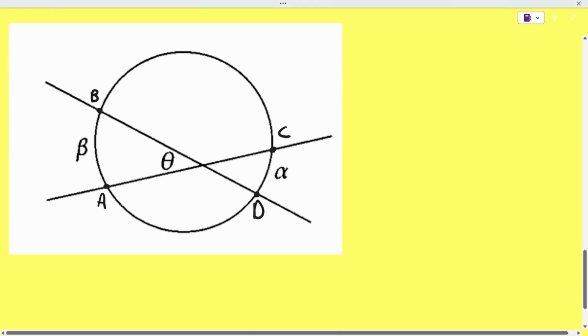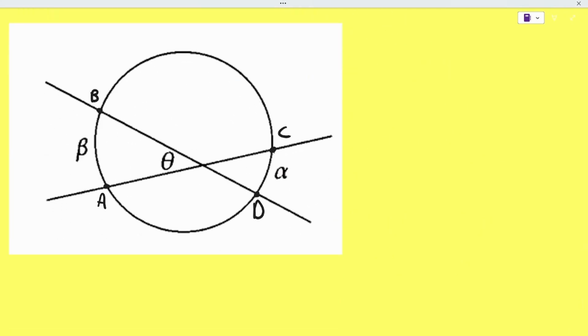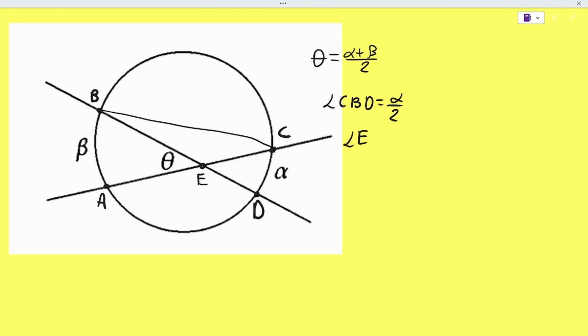And the last example is when we have two secant lines and they intersect inside the circle. In this case, theta angle will be alpha plus beta over 2. So just CD arc plus AB arc over 2. Call this intersection point E. If we connect BC and use the inscribed angle theorem once again, CBD angle will become alpha over 2 and angle ECB will be beta over 2.